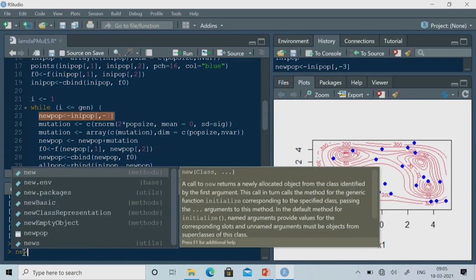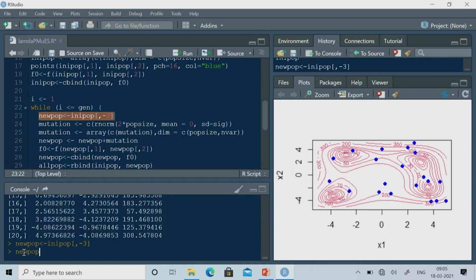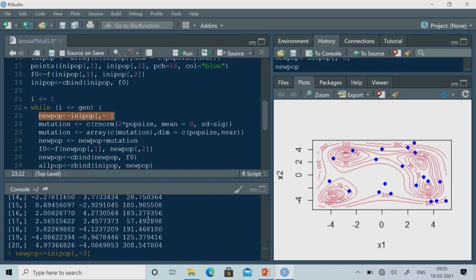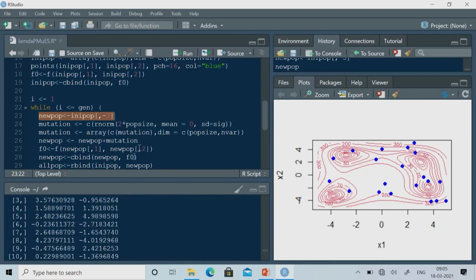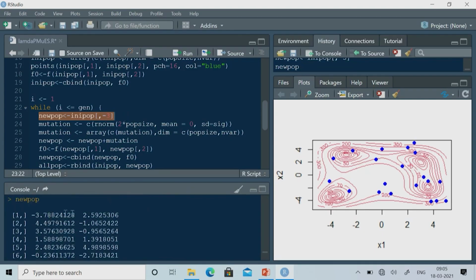The new population will not have the third column, because I have subtracted -3, and -3 is the third column. So you have only x 1 and x 2. Now I have to add the mutated value. Here I have written mutation, and in order to create a random number with mean 0 and sigma, I have used the rnorm function. In this case I am calculating for twice the population size, that means you have 20.